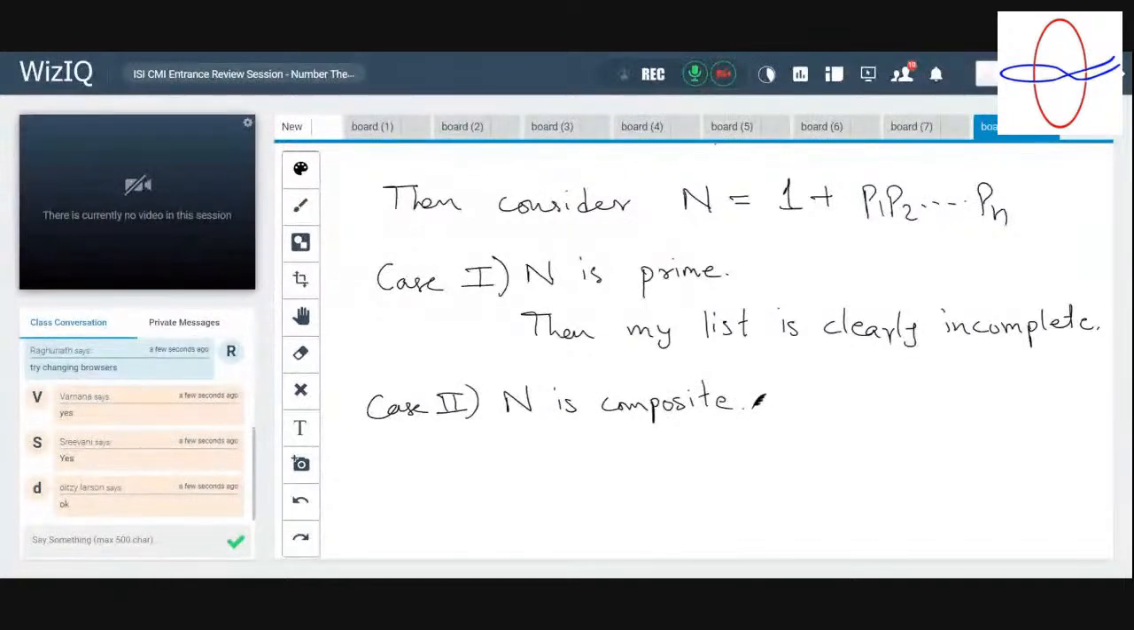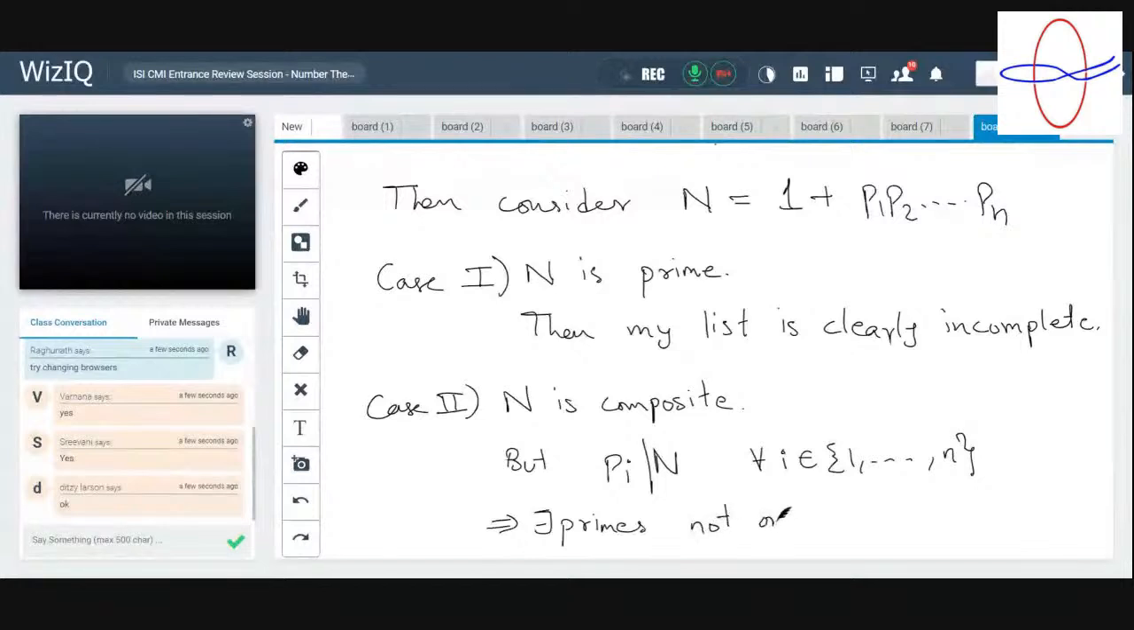Then there must be some factorization of n in terms of primes according to the fundamental theorem. However, none of my p_i will divide n. So none of my primes divide n, which means the prime factors of n are somewhere other than my list. Which means there are some primes not on my list. So once again, my list is incomplete.